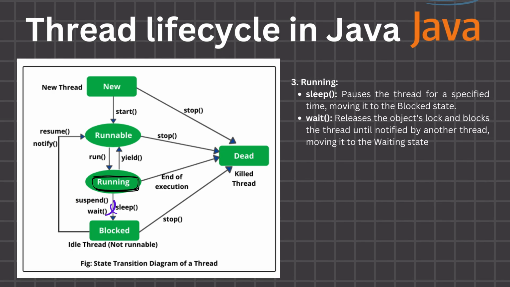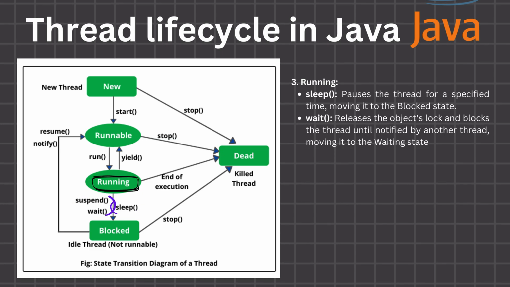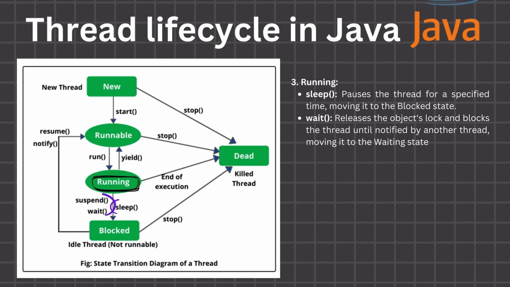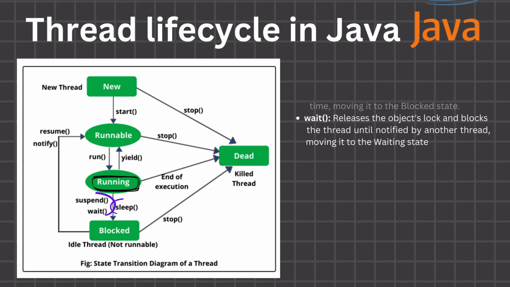Wait. This method is used to release the object's lock and block the thread until it is notified by another thread. The thread will be moved to the waiting state until it is notified or interrupted. This method is typically used in conjunction with notify and notifyAll methods to implement inter-thread communication and synchronization.